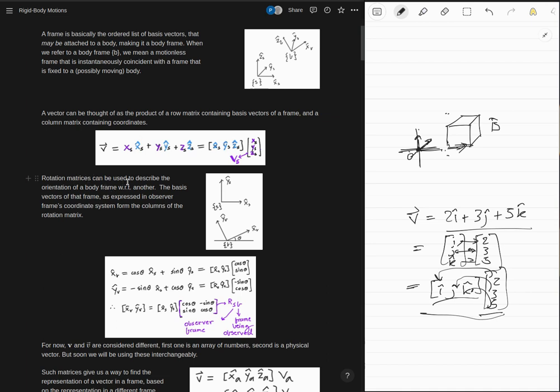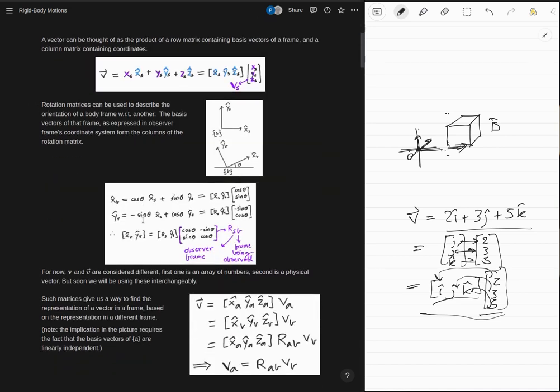So rotation matrices can be used to describe the orientation of a body with respect to another. The basis vectors of that frame, as expressed in the observer frame's coordinate system, form the columns of the rotation matrix. So that's basically getting into what a matrix actually does, right? So instead of writing just i hat, j hat, k hat, if say your i hat can be written as, I don't know, let's just say x hat plus y hat.